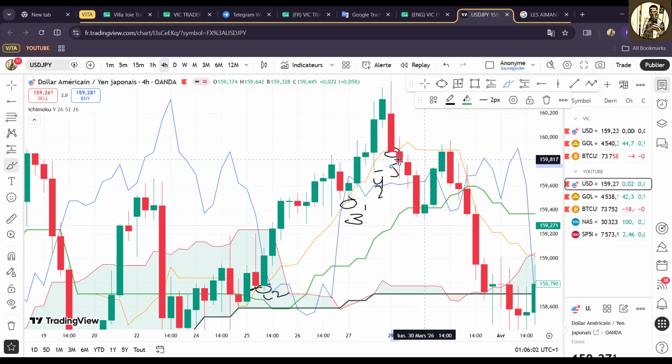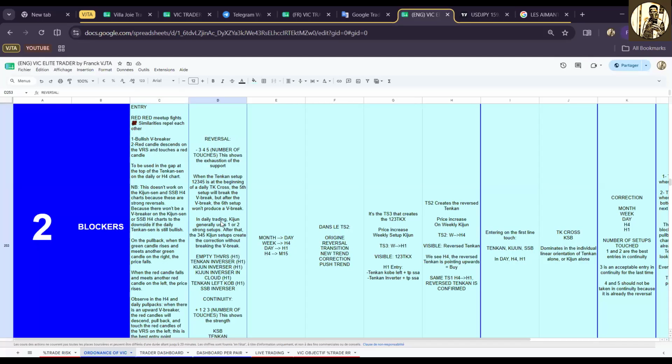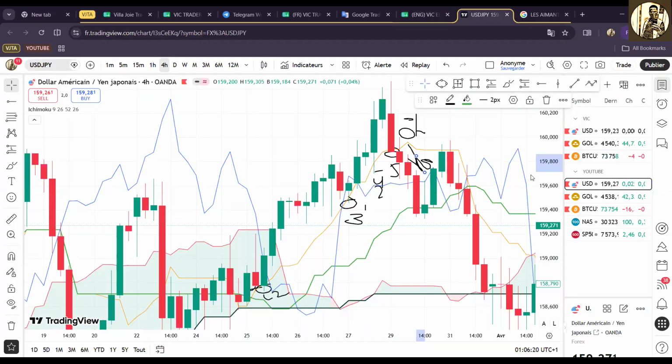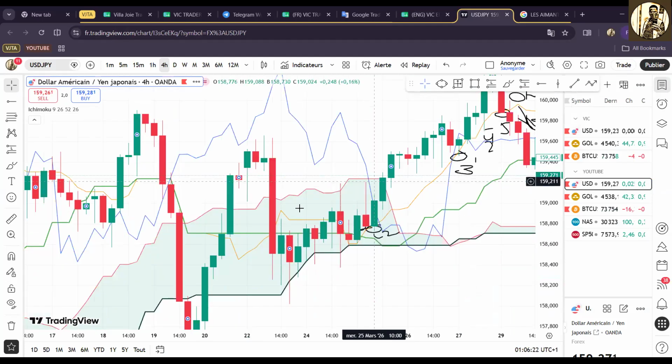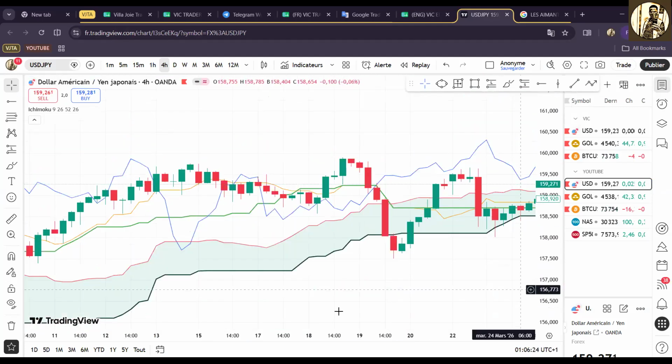This fifth touch gives 0% chance of the price to go to the upside and 100% chance for the price to go down. That's what I try to say, the number of touches. And now you have reversal blockers.